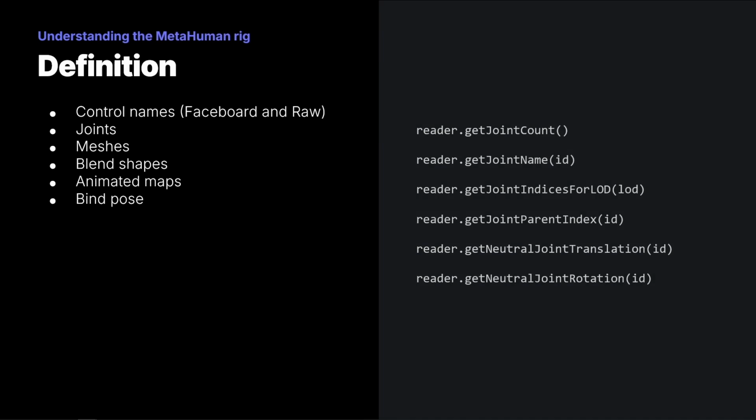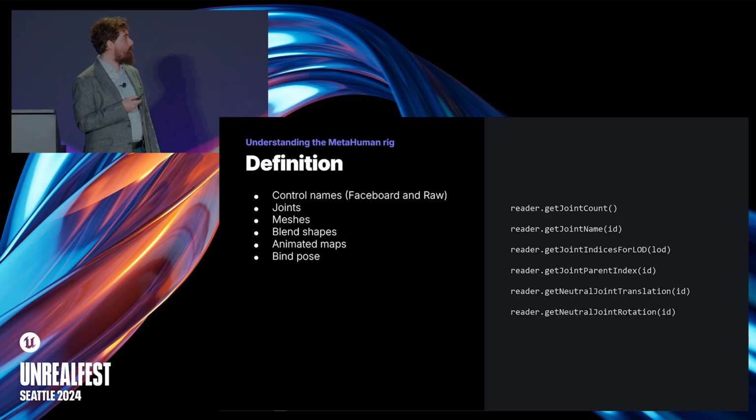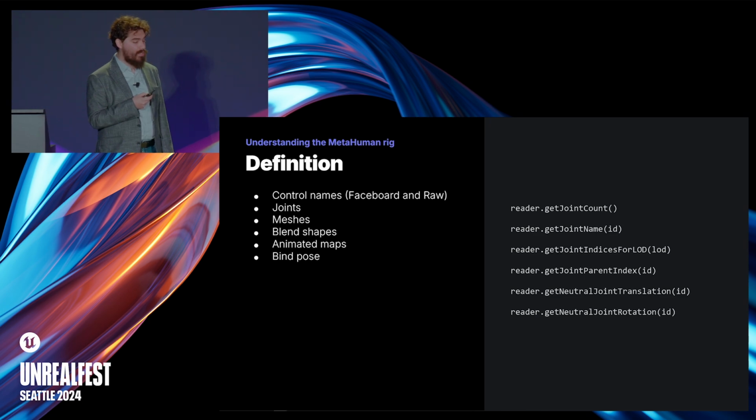The definition layer contains data about the controls, their number, their names, both for phaseboard or GUI and raw controls. So the names of joints, their hierarchy, and which joint each LOD is a part of. The number of meshes and their names and how they are divided into LODs. Similar information can be found for blend shapes and animated maps. And finally, the bind pose is a part of the definition layer as well.